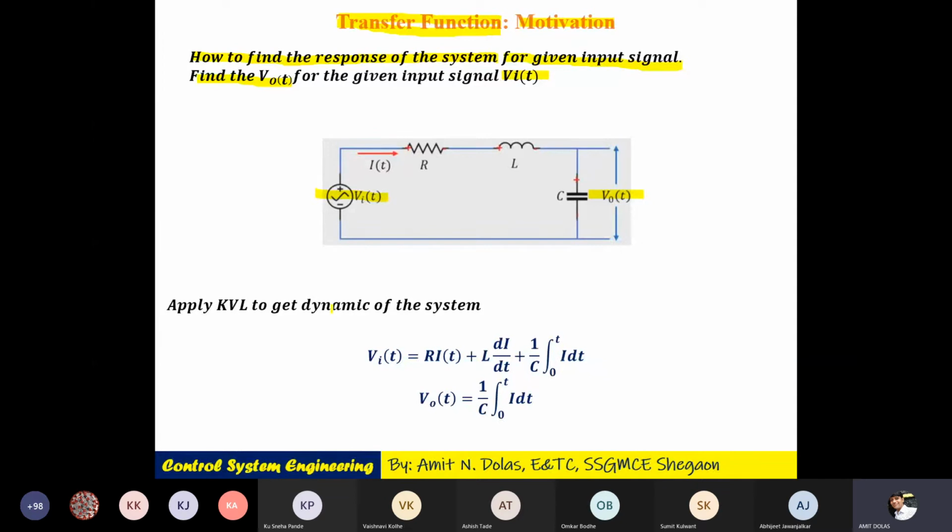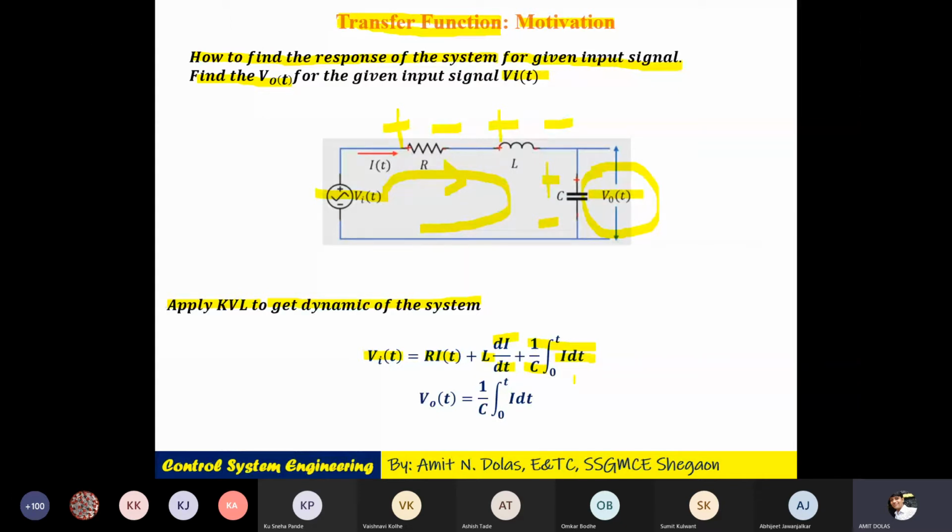What we did earlier, we applied KVL to get the dynamics of the system. First step is this. Again, you can see in the earlier example, there was a current which was the output or response. Here we have voltage as an output. So what I can do, I can apply KVL to this loop and I get a similar equation. Vi of t will be the drop across all the components or impedances, that is R, L and C, written in this form: R i of t plus L di of t by dt plus 1 by C integral of i of t dt.